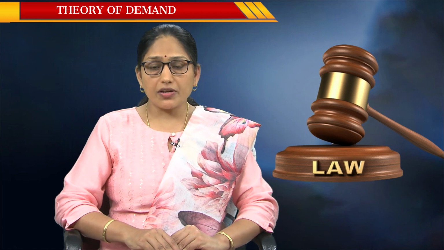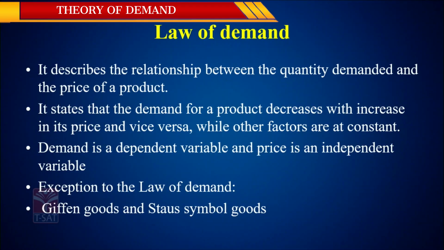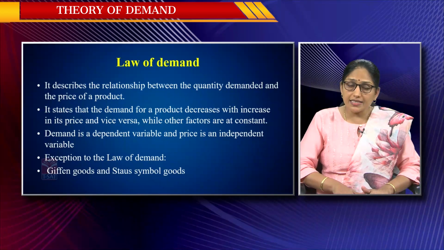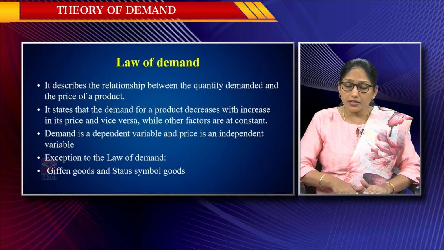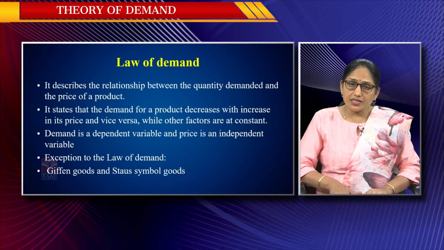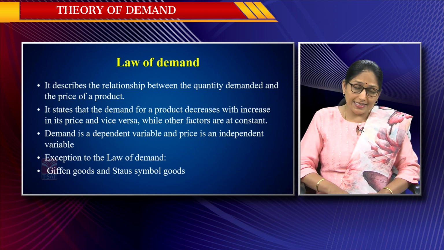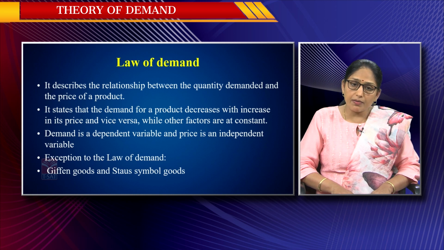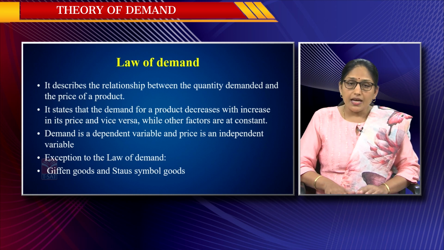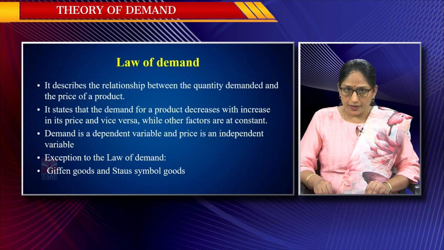Now, law of demand. On the basis of the relationship between prices and quantity demanded, the economists have established the law of demand, which says that there is a negative relationship between prices and the quantity of the commodity demanded. This inverse relationship shows that the demand curve is downward sloping. In this case, demand is the dependent variable and price is the independent variable. Demand is the dependent variable because it depends upon the price of the commodity.